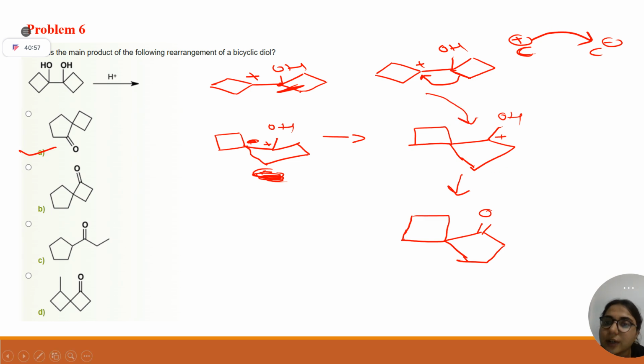You understood how to write the arrow pushing mechanism? Please go through Clayden. In Clayden, there is one chapter where they will make you understand how to write this mechanism, how to move these arrows, right? Clear? For example, here only, let me show you. Wait.